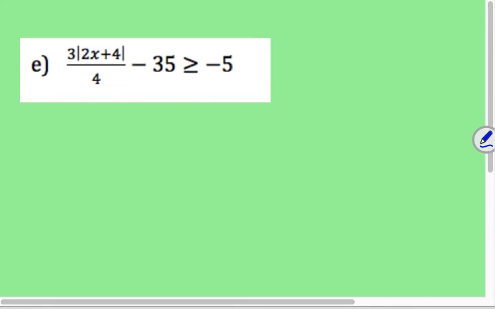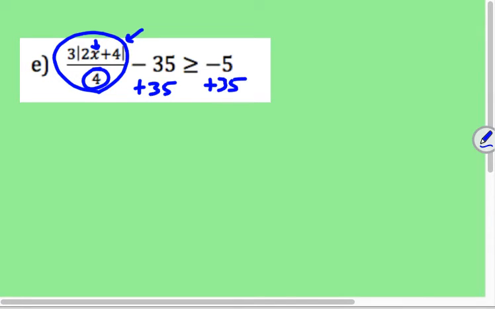Okay. E. Okay, we have a fraction there. We're going to multiply both sides by 4, but first, x inside the absolute value is part of this whole fraction. So we're going to get rid of the 35 first before we start working with this fraction. I'm going to add 35 to both sides. 3 absolute value of 2x plus 4 all over 4 is greater than or equal to 30.